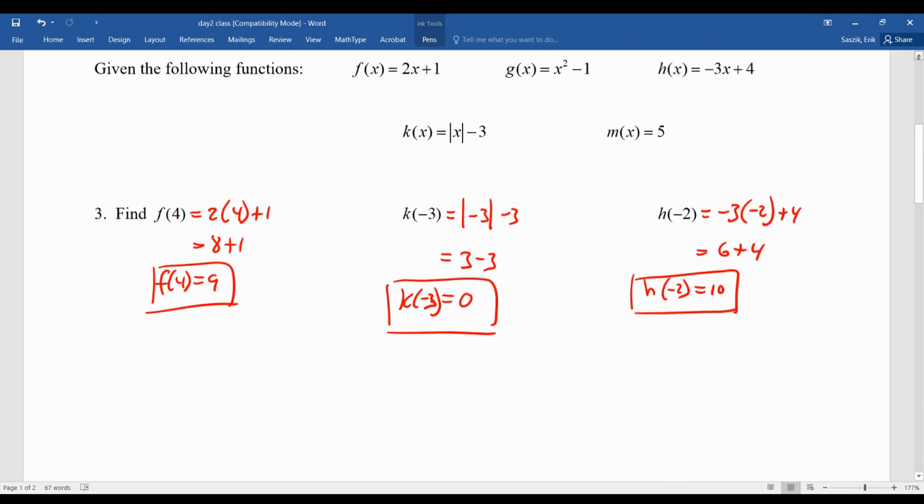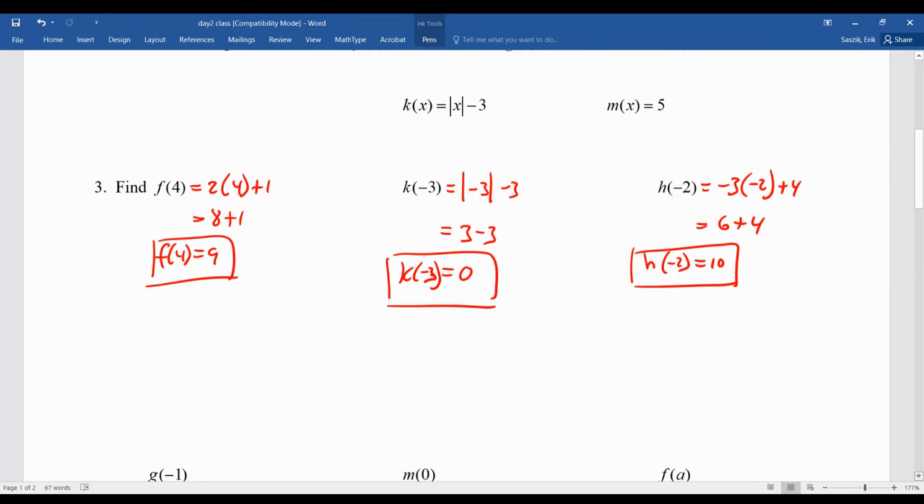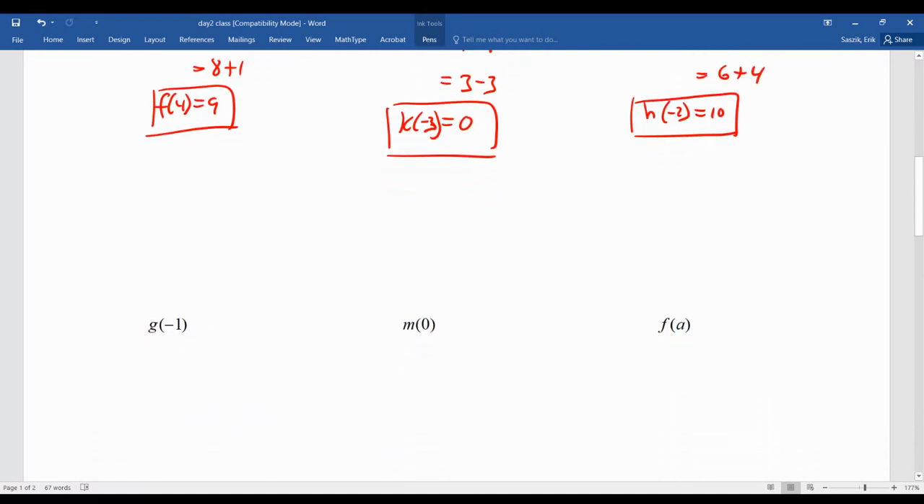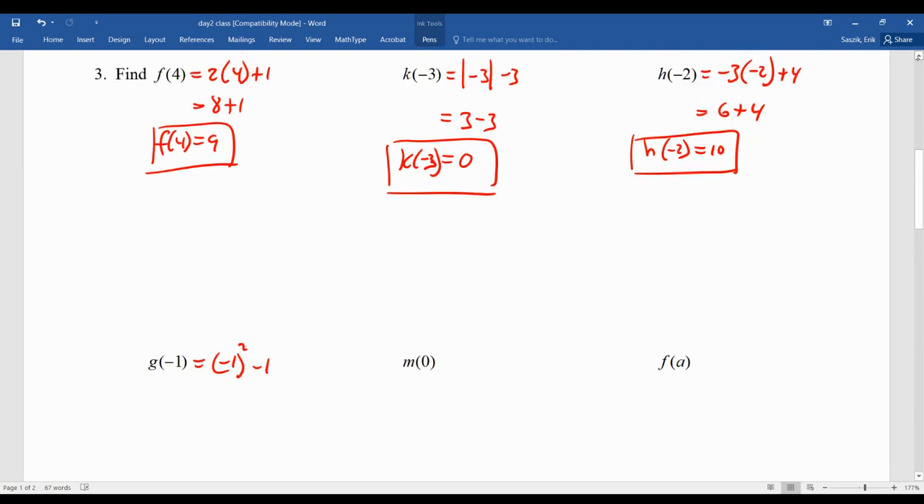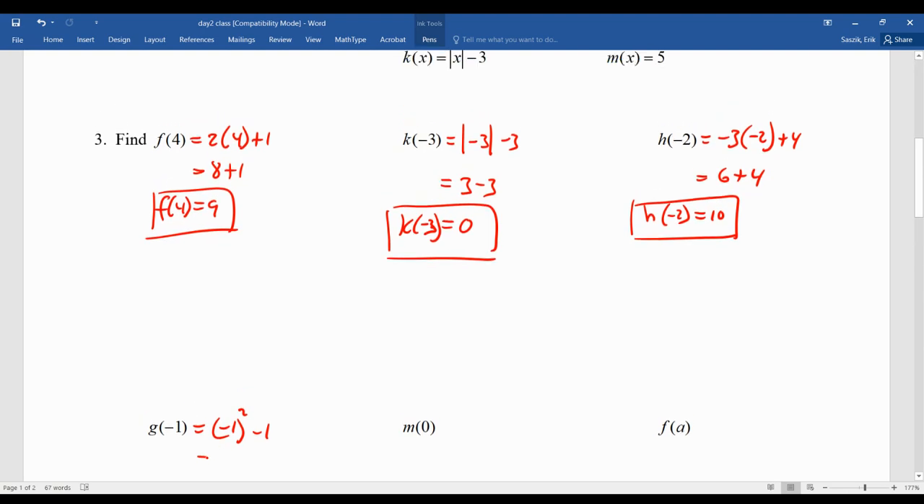Okay, g of negative 1. Remember, there's the g function: x squared minus 1. So I've got to put negative 1 in for x, but I've got to put parentheses around that negative 1. Now, negative 1 squared is 1, and 1 minus 1 is 0.